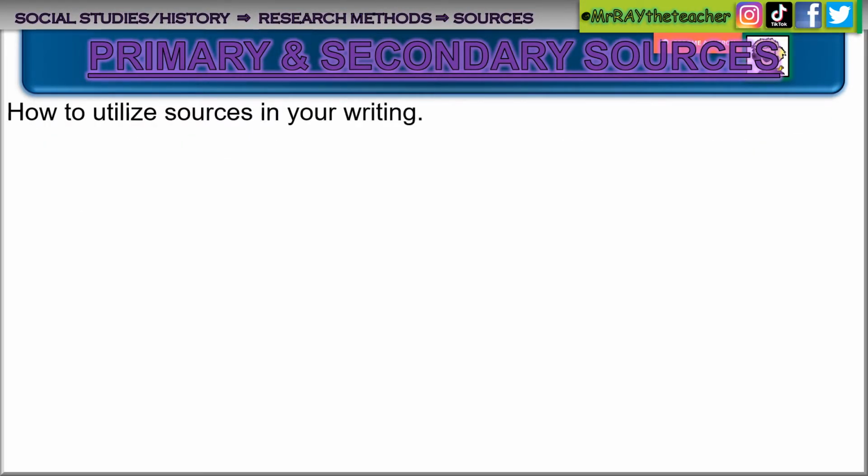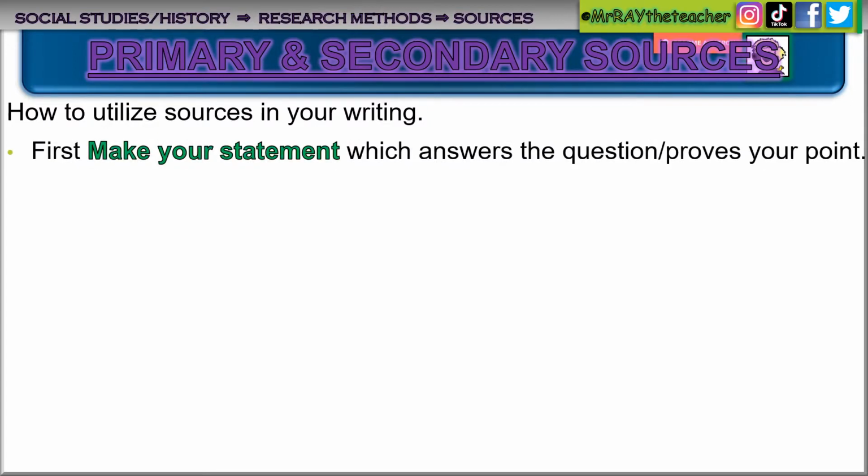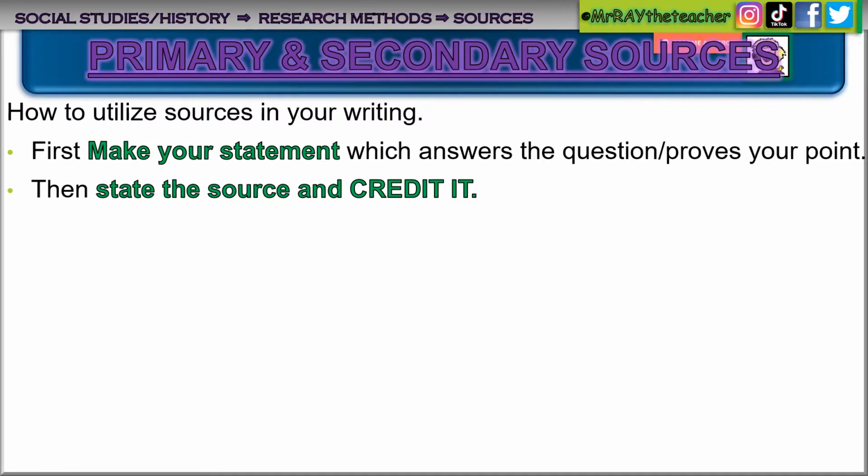So how to utilize sources in your writing? So first, make your statement which answers the question or proves your point. Then state the source, credit it, because remember, if you don't, then that's stealing, and stealing is plagiarism, and plagiarism is lying, and lying is wrong, stealing is wrong. You just don't want to be a bad person. Just do it by the books. Also give credit when people are due credit.